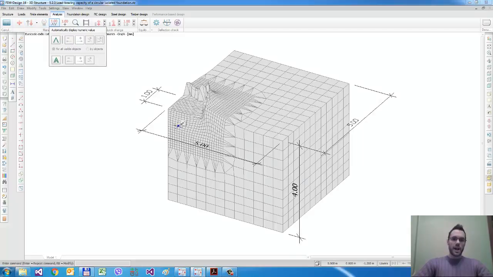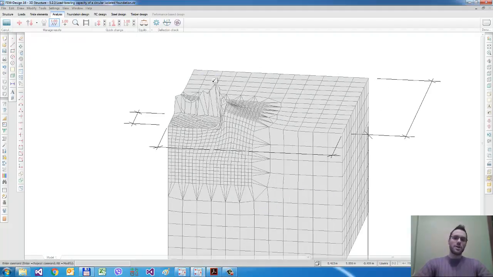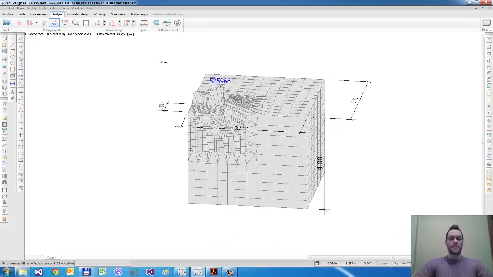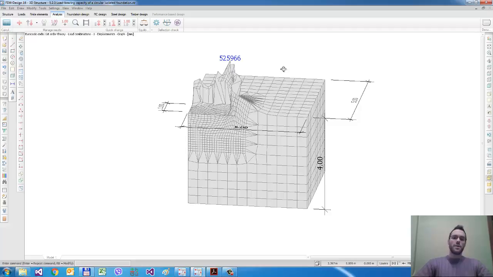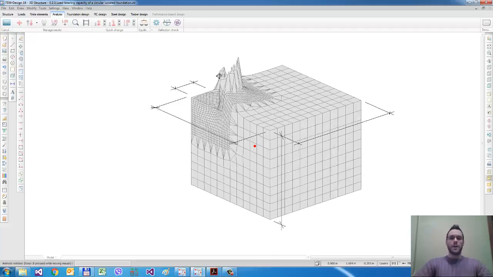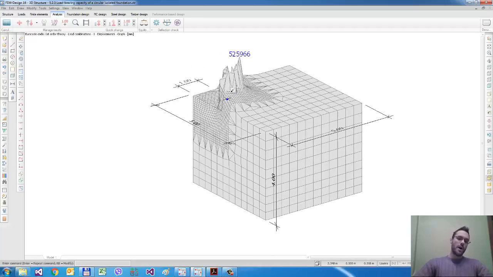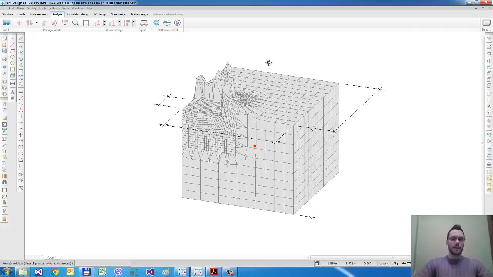So if I check the maximum displacement according to this external load, we can see here a large nodal displacement. So it's a downscaled displacement field. Also, you can see here a volume increase around the foundation. It was 500,000 millimeters for the settlement.